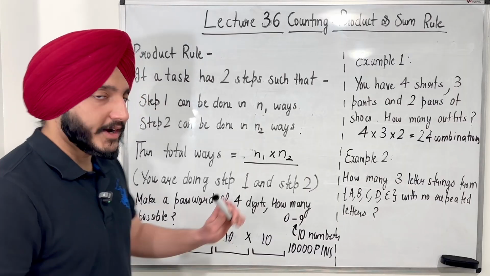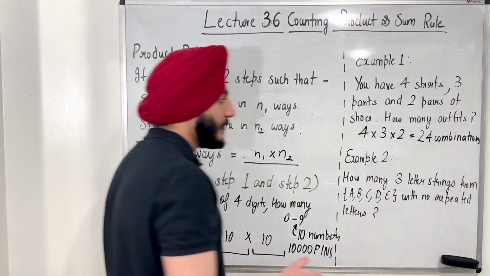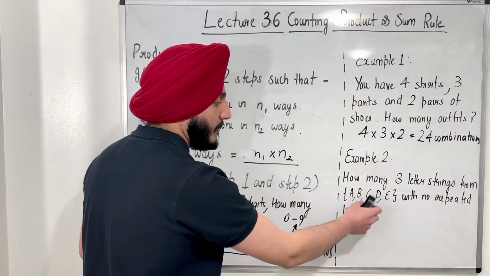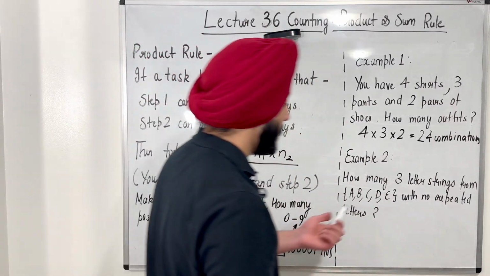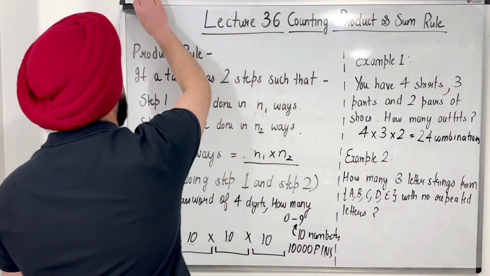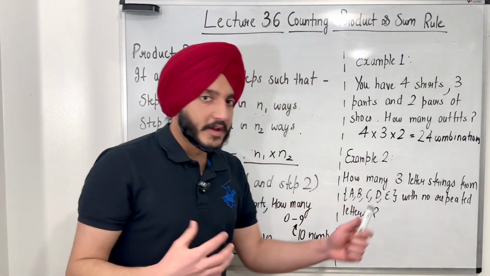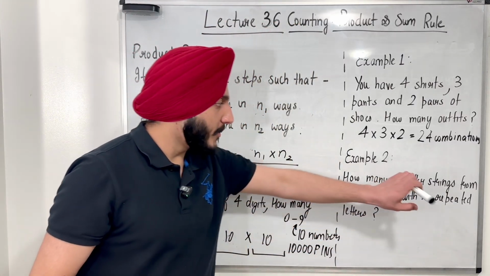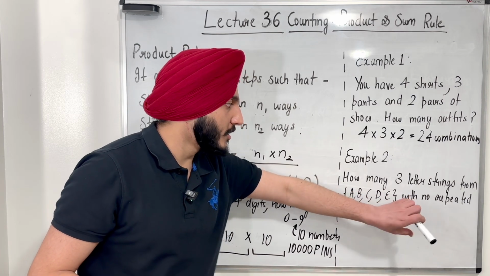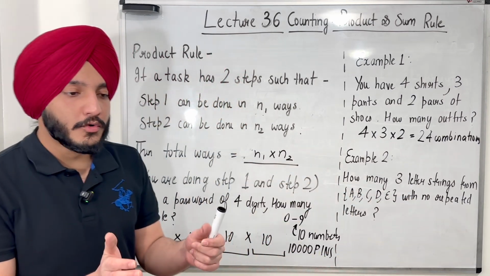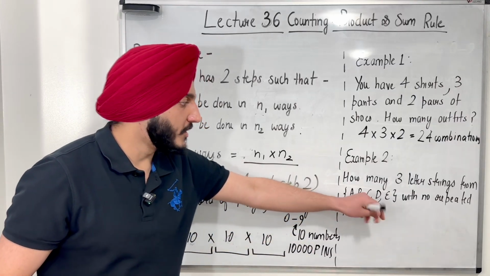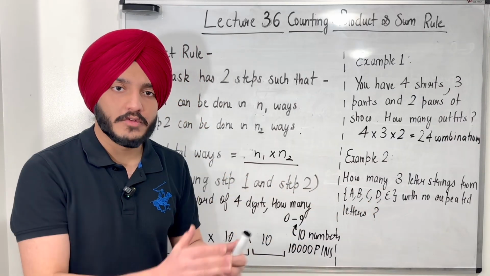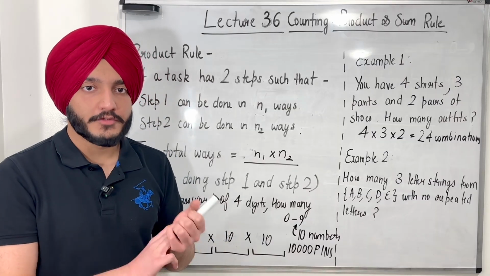Okay, now let's look at the final example. How many 3-letter strings from the set A, B, C, D, E with no repeated letters? Let me explain the question first. I'm asking you to make a string of only 3 letters. I'm giving you the option to choose any of these: A, B, C, D, E. You need to make a string of 3 letters.